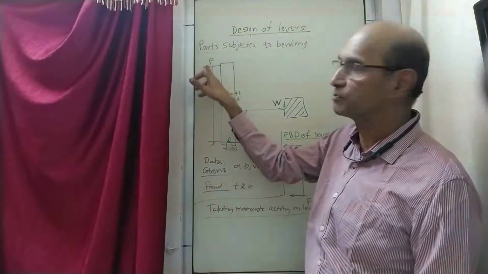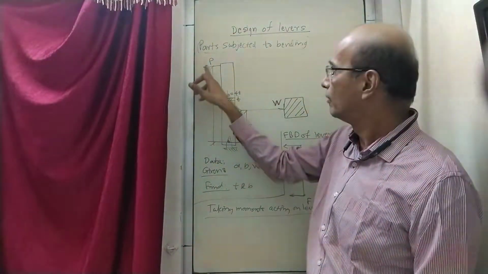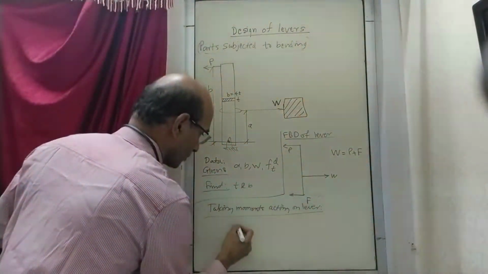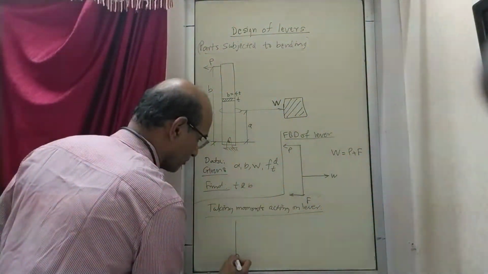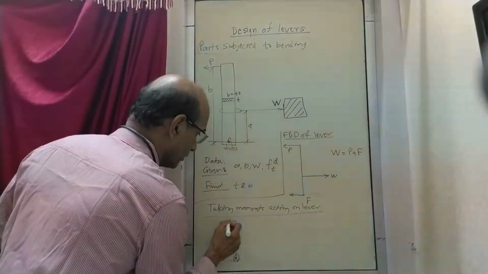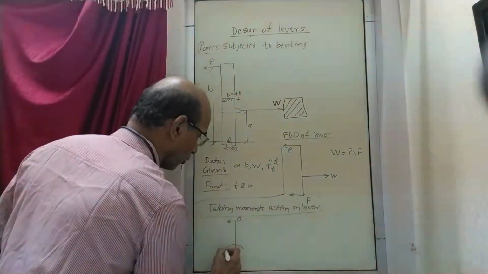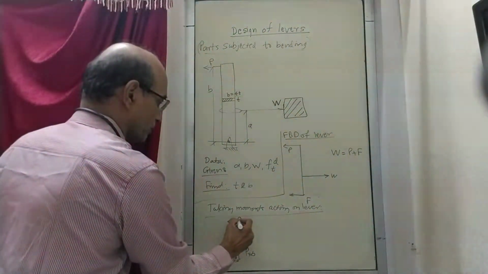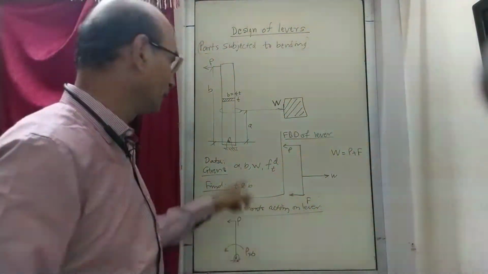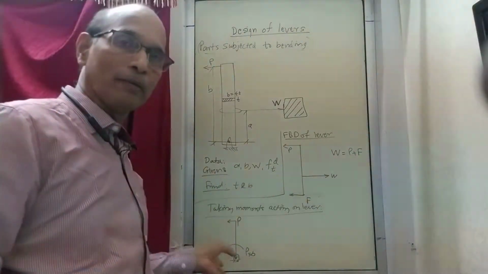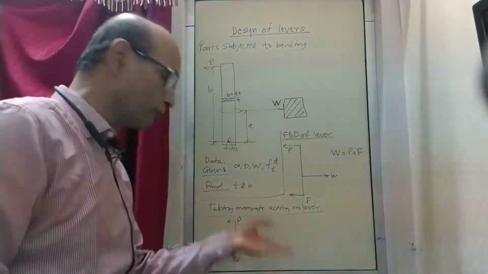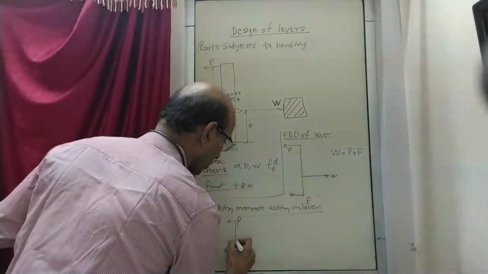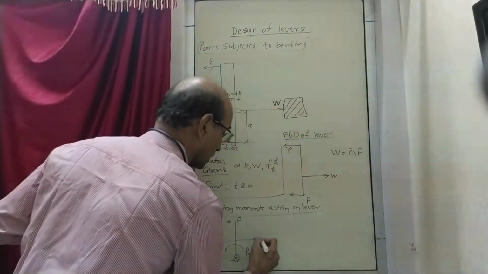So what moment is this force applying on the lever? P into B. So on this lever, I'm drawing again, on this lever which is fixed here, because of P there is a moment acting like this, which is P into B, because this is P. So this is one moment acting on the lever. Now if this is the only moment acting on the lever, what will happen? The lever will rotate. But it will not rotate. Why? Because at this point there is one more force also acting, which is W.